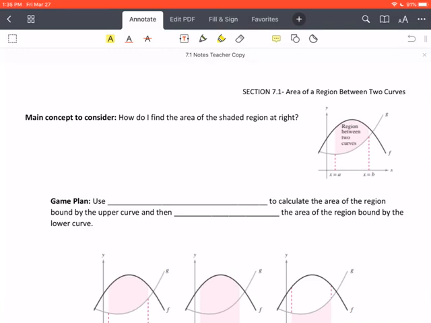So we are going to be in chapter 7. We are skipping chapter 6 for now and moving into applications of integration.